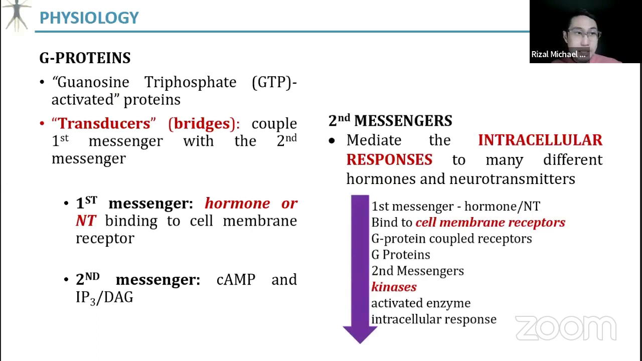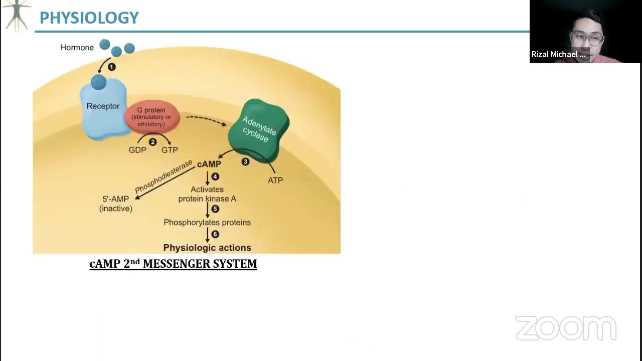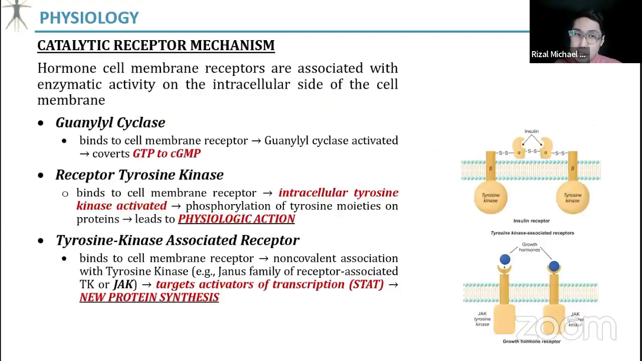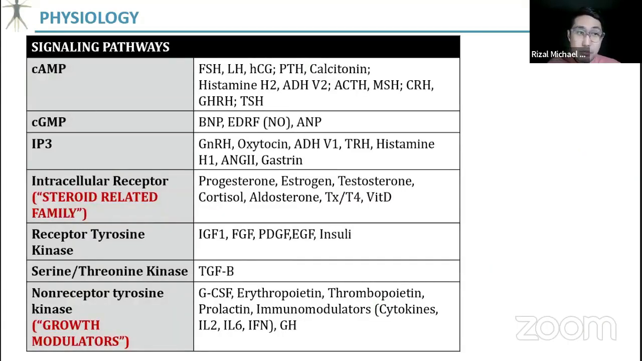Okay? So, take note that in the hormones, you have to be familiar with the second messengers, like the cyclic AMP, IP3 DAG, and this catalytic receptor mechanisms. When you say catalytic receptor mechanisms, ito yung mga enzymatic activity nila on the intracellular side ng ating cell membrane, like your guanylyl cyclase, receptor tyrosine kinase, and then your tyrosine kinase associated receptor. Okay? Yan. So you have to be familiar with this one.